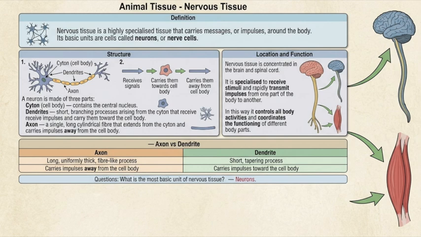The nervous tissue is concentrated in the brain and the spinal cord. It is specialized to receive stimuli and rapidly transmit impulses from one part of the body to the other. In a way, it controls all the body activities and coordinates the functioning of different parts of the body.